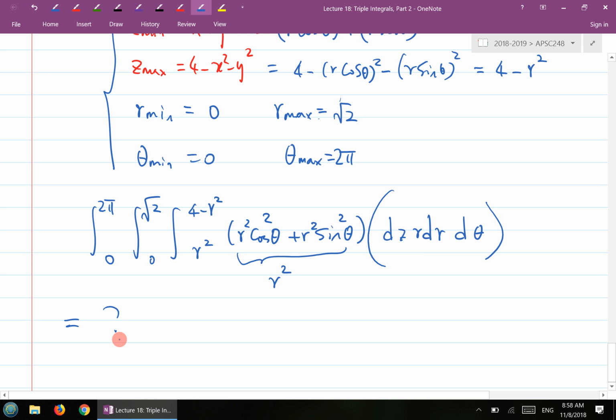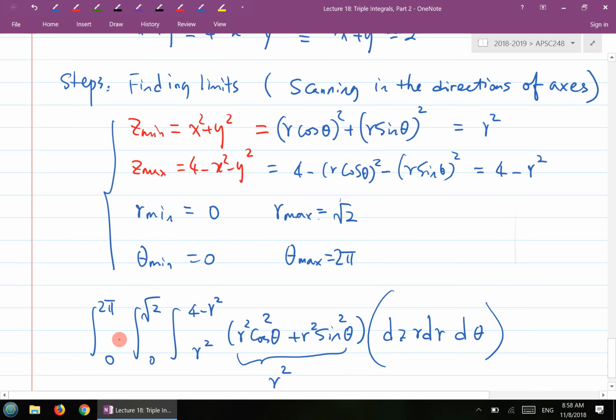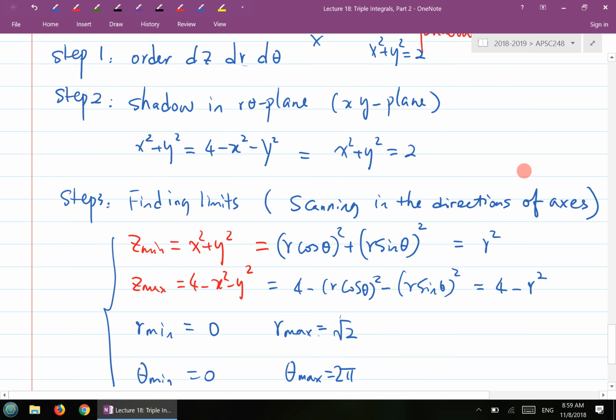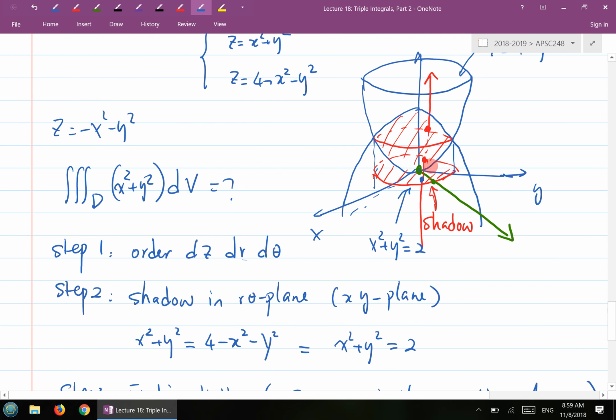But the integral limits, as we just demonstrated here, is that clear? Okay, yeah. Scanning through this whole thing to recreate this solid region D. So I want you to actually think about this process again, in terms of using cylindrical coordinates.